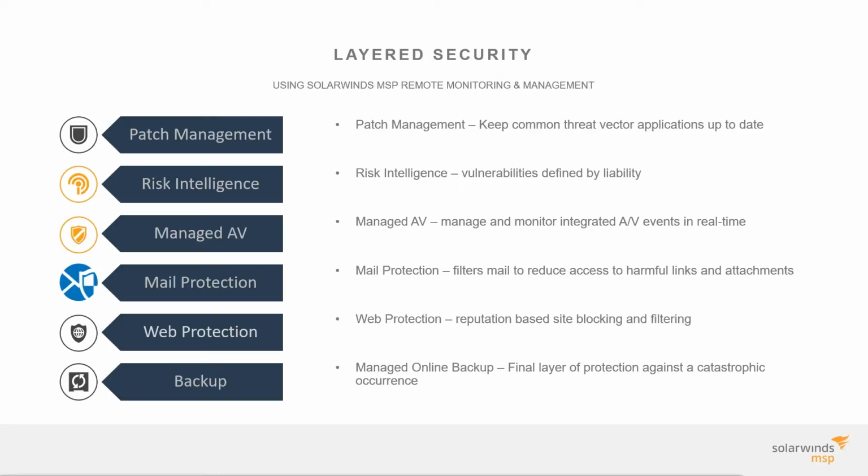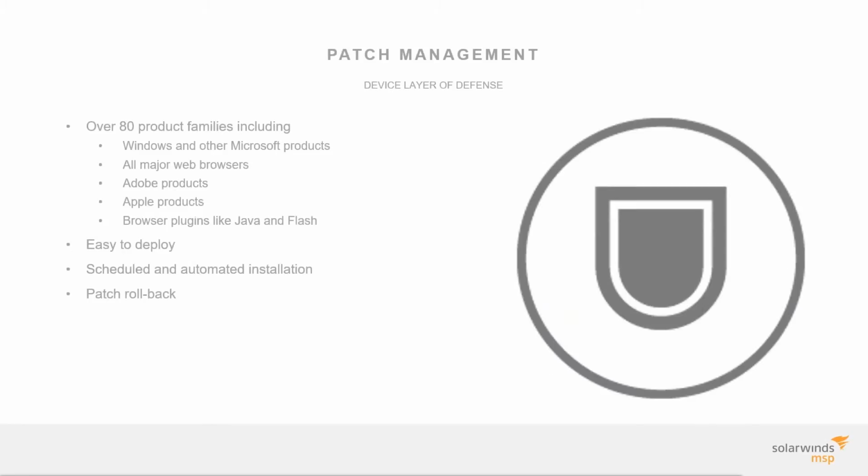And then of course, you have mail coming in, you also have web pages coming in, quote unquote. And so I can use web protection for reputation-based site blocking and filtering. And we have a couple of new features in there I think will be pretty interesting for people as well. And then of course, like I said, that last line of defense, managed online backup, where if all else fails or if I get hit by something anyway, I can go back and recover everything that's important to the customer.